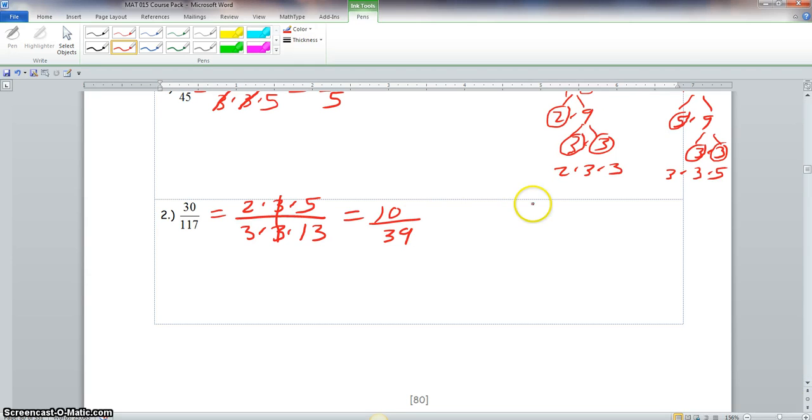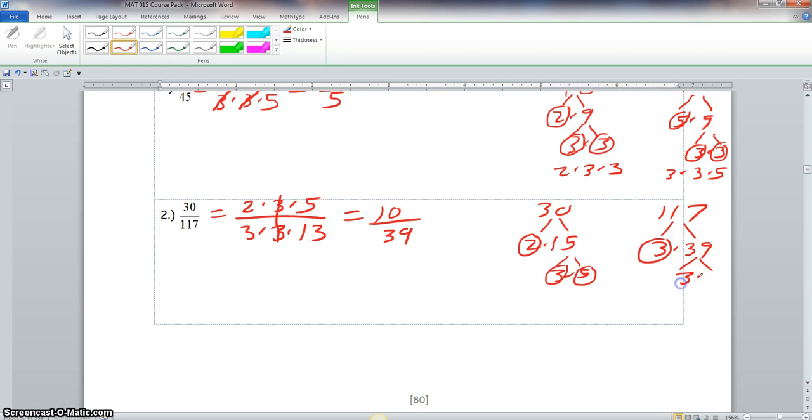Now also, I'll write out the prime factorization of 30 and 117. 30 is 2 and 15, and 15 is 3 and 5. Now 117, we know 3 goes into 117. It'll be 3 times 39. 39 breaks down to 3 times 13. Now prime factorization is 3, 3, and 13. And this is 2, 3, and 5, which we did in the previous problems.